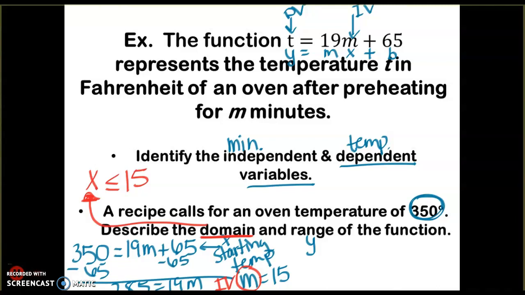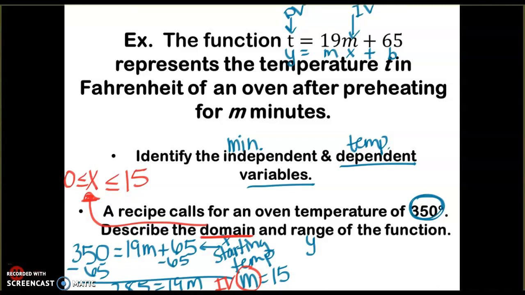Well, what's the starting point? If I'm not starting my oven, it's at 65 degrees, and that's 0 minutes. So in order to get to 350 degrees, my oven needs to stay on for between 0 and 15 minutes. That's the domain, the numbers that it can go through. Those are the domain values or the X values.